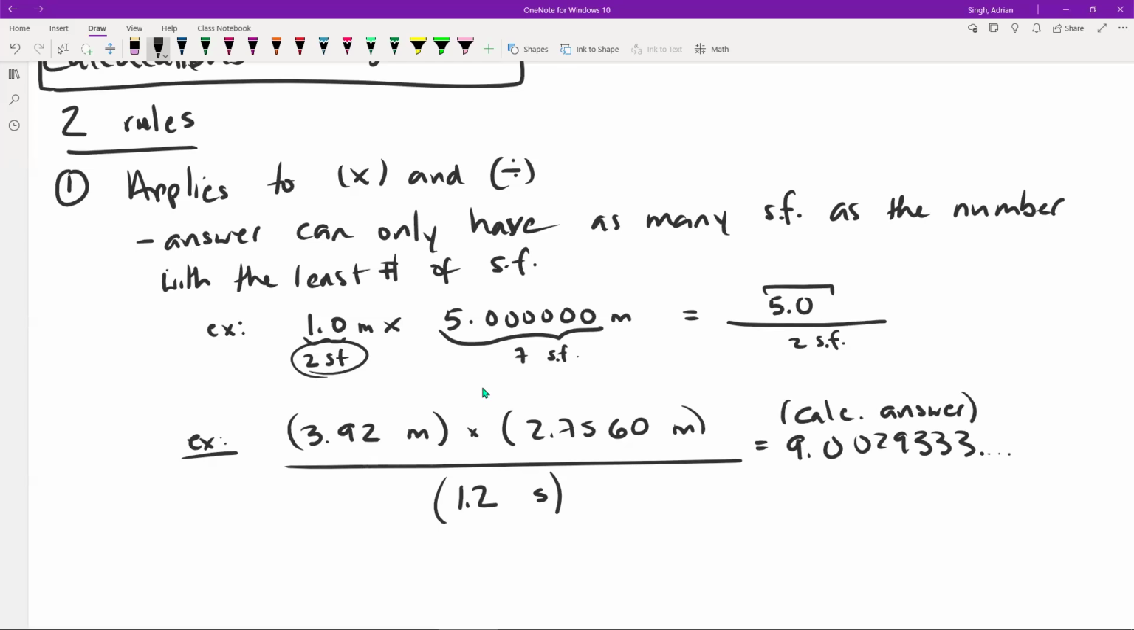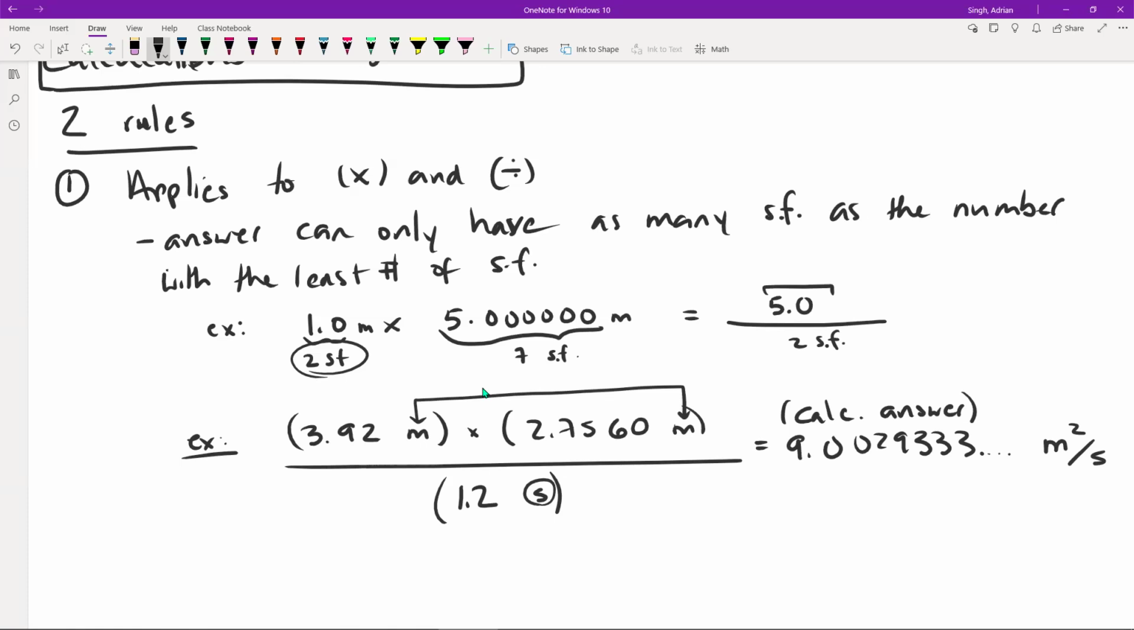Now, before we get to the correct number of sig figs, let's take a look at the units. So here I have meter times meter. That gives me meters squared. And then I have seconds in the denominator, so that's a meter squared per second. Those are my units, derived units that I get because nothing cancels out here. The meter times the meter divided by seconds, meter squared per second.